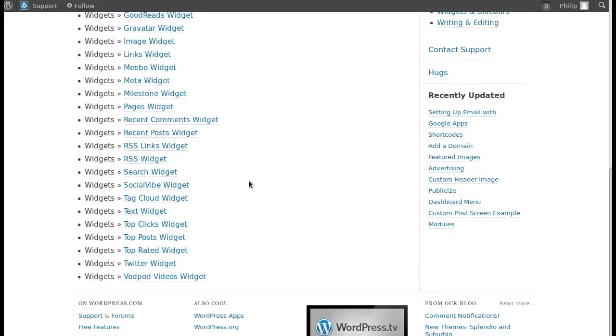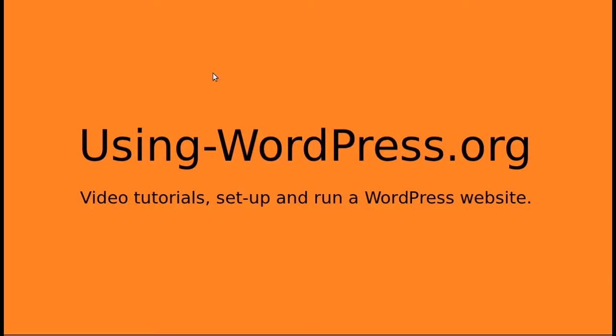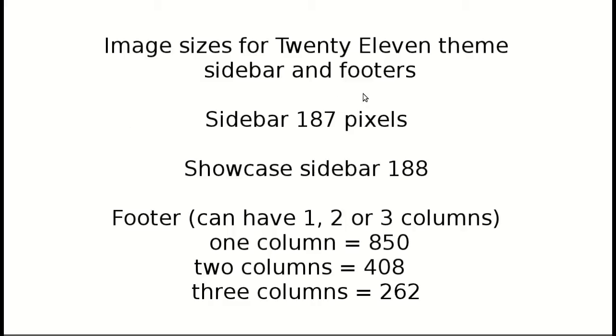I think we've pretty much covered what I want to tell you. But if you put images in the sidebar, the footers work in the same way as the sidebars, and the footers are down at the bottom of your page. With your sidebar, the images want to be 187 pixels wide. If they're wider than that, WordPress will shrink them the best it can. There's also a special sidebar called the Showcase sidebar, and if you use that one, then it's 188 pixels instead of 187.